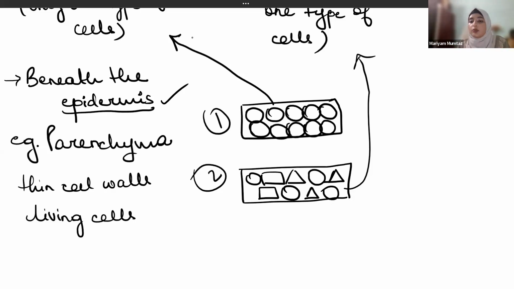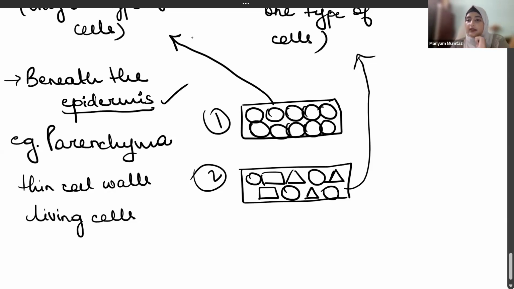And the cells that don't, what will we call them, Rima? Once again, ma'am, I don't know. The cells that do not have the protoplasm, you will call that what kind of cells? Uh, I'm sorry, I don't know.